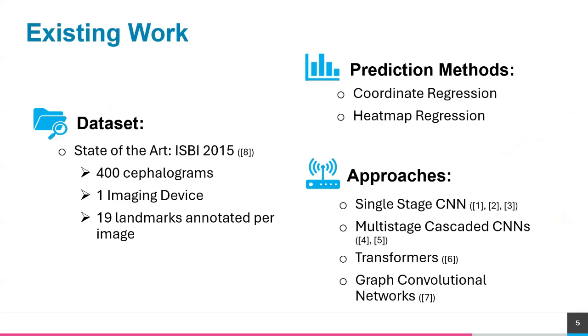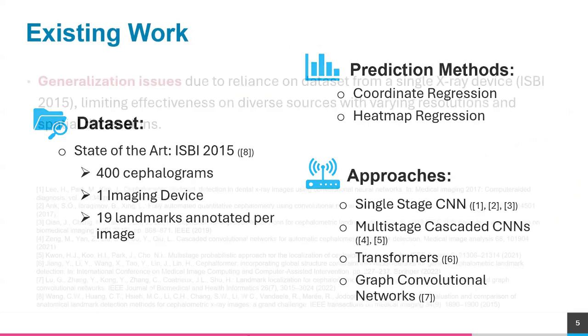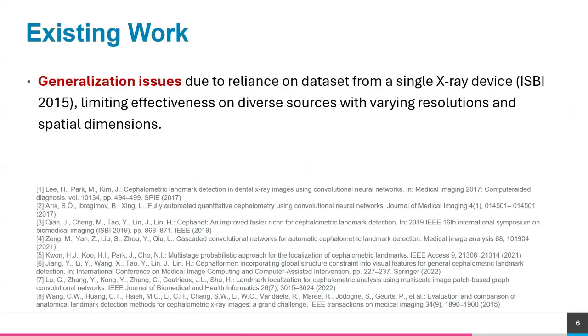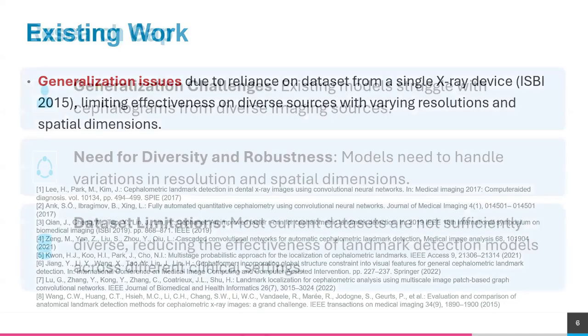The prediction methods proposed in the literature using this dataset can be divided into coordinate regression and heat map regression. And the literature has utilized many approaches, including single-stage CNN, multi-stage cascaded CNN, transformers, and even graph convolution networks. However, despite using such latest and novel techniques, a generalized model cannot be proposed while using a limited dataset such as ISBI 2015, limiting effectiveness on cephalograms from diverse sources with varying resolutions and spatial dimensions.